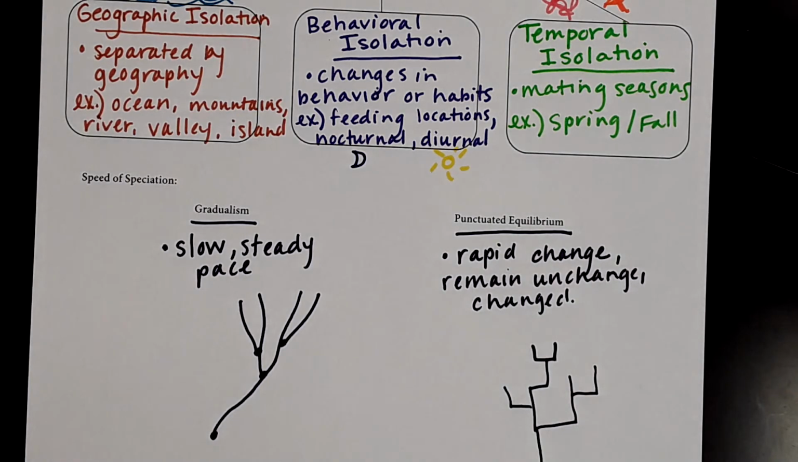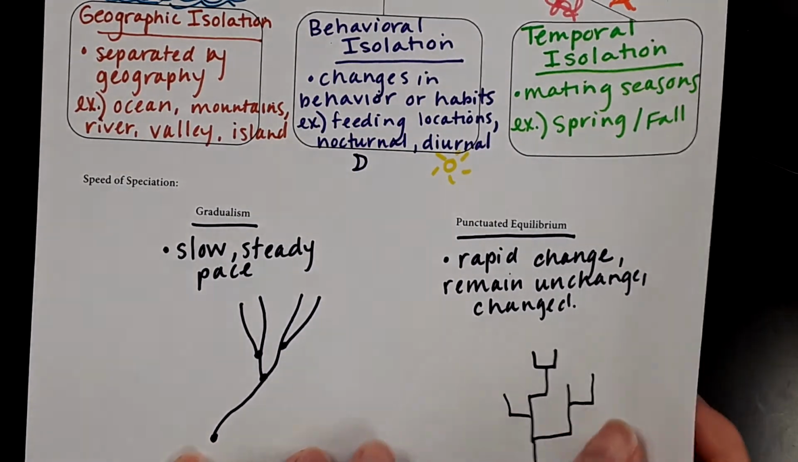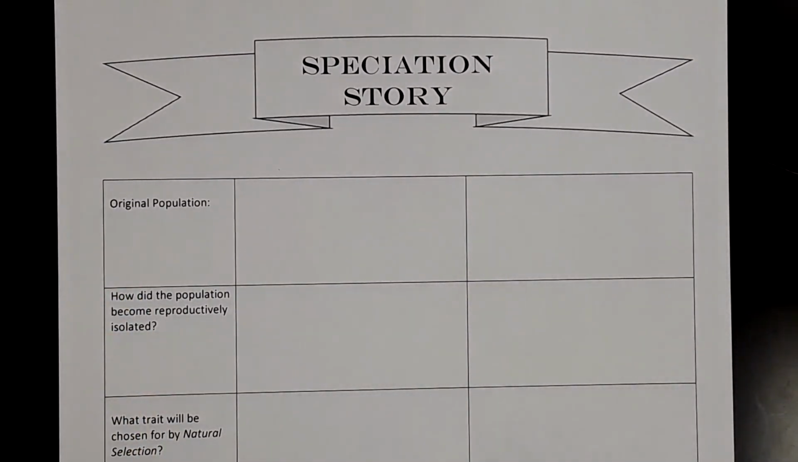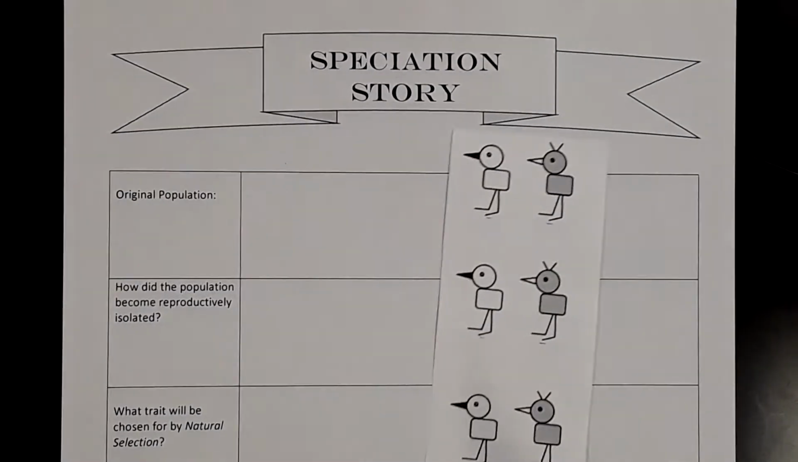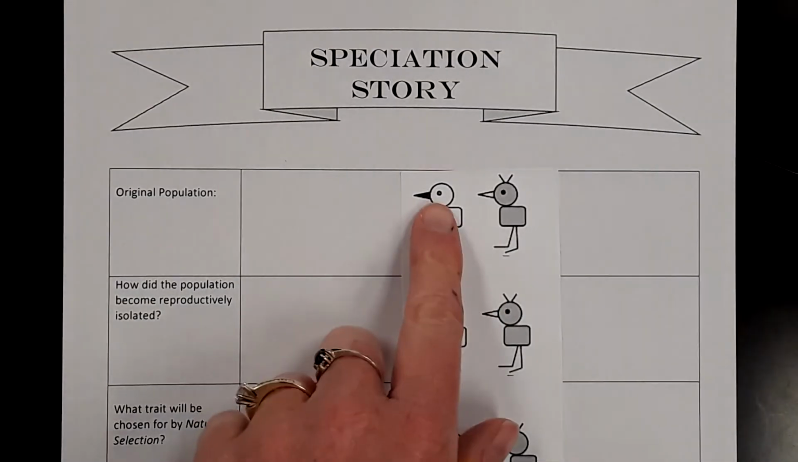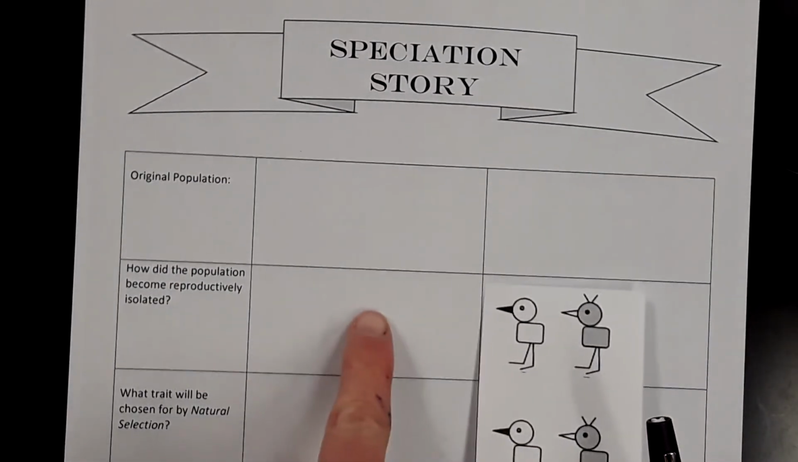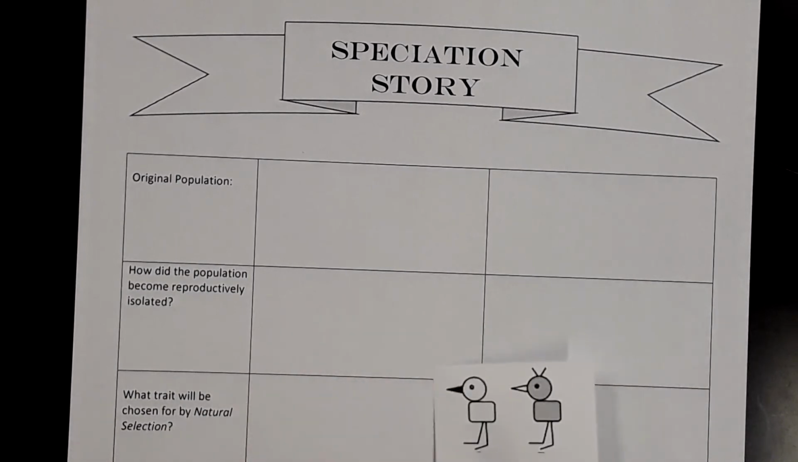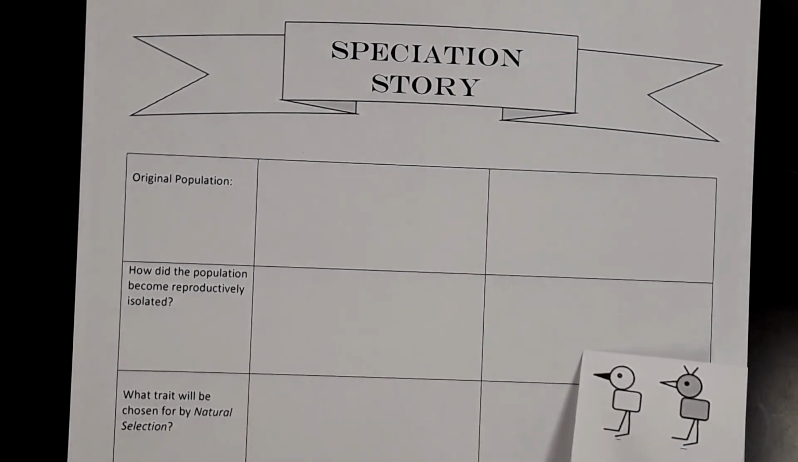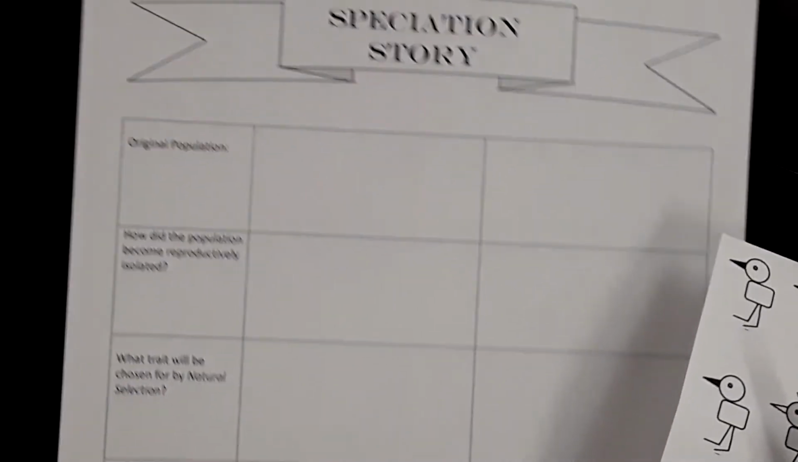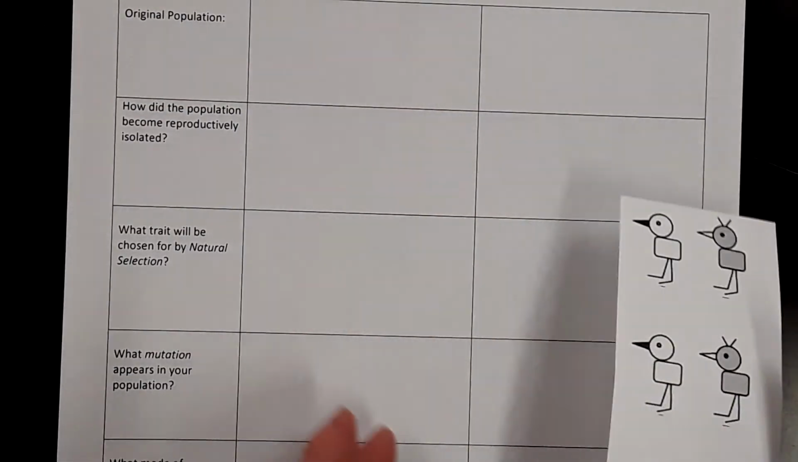All right, what you guys are going to do with your speciation story is pick a group of critters. You have lots of different critters there, and you can draw your own, but you're going to create an original population. You could use the birds, you could use the fish. With your original population, you want to cut them out and explain what they are. You want to separate them geographically. Then you want to have a trait chosen for by natural selection, provide a mutation in your population, and then an additional mode of your choice. And then you want to answer questions about your species.